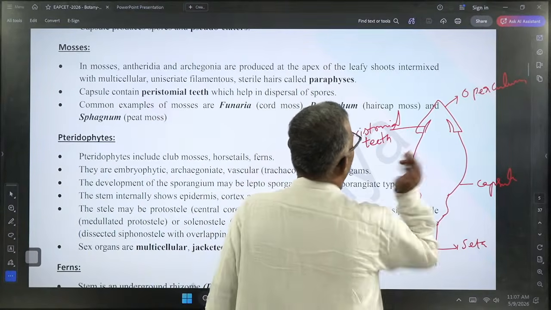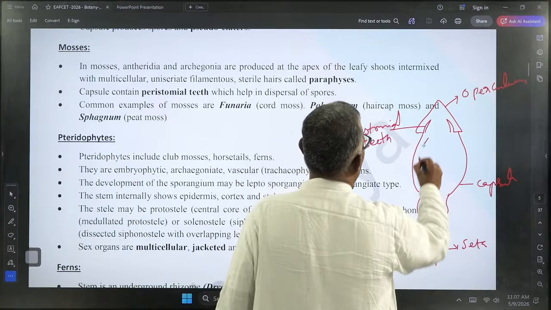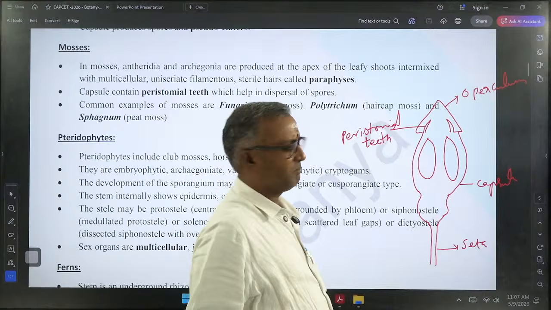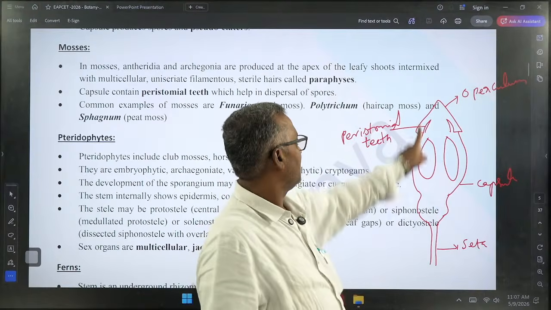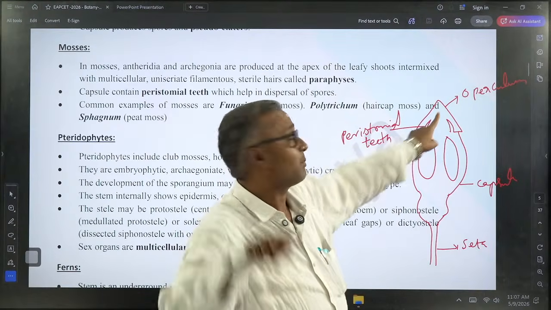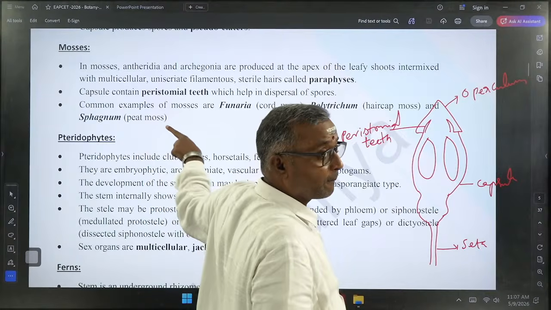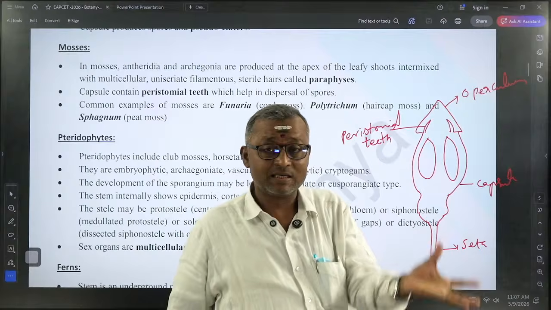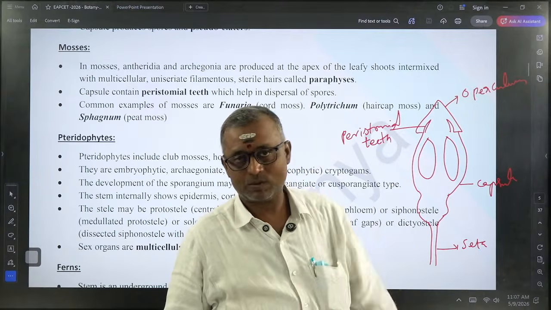And this is apophysis. All those details are not required. And inside there is sporangia. Now this is the structure, just simple basic structure. So these peristomial teeth are present in case of mosses. For what? Dehiscence of capsule and dispersal of spores.